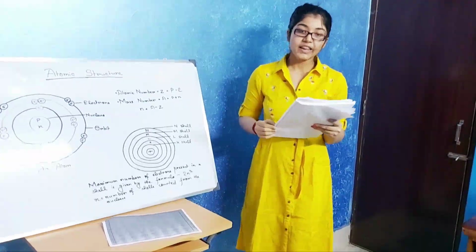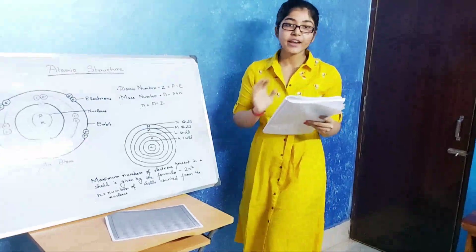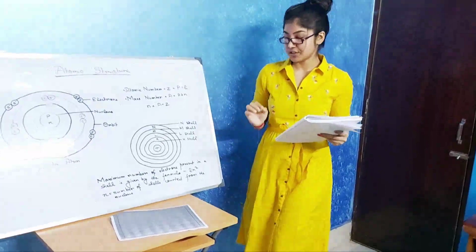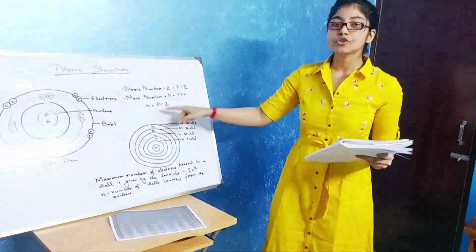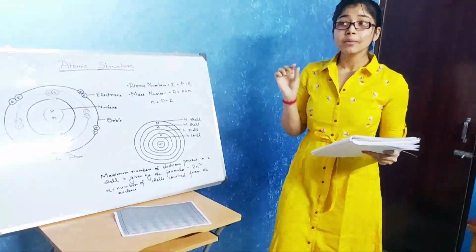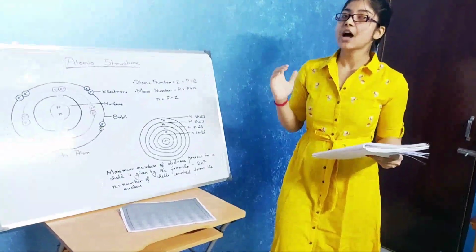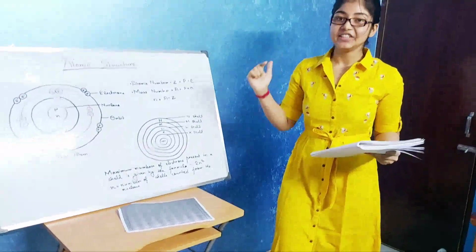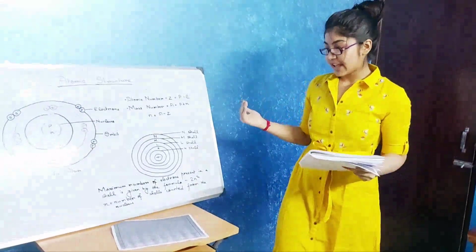The outermost shell cannot have more than 8 electrons. That means the maximum number of electrons that is present in the outermost shell is 8. It cannot exceed more than 8.